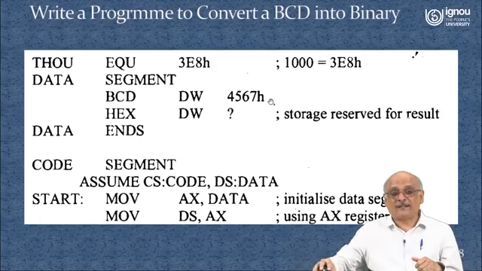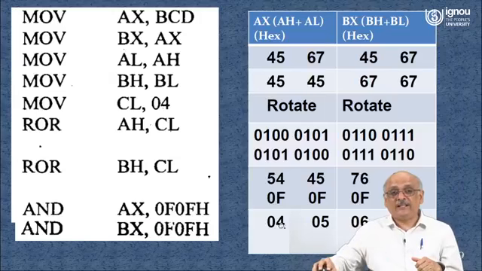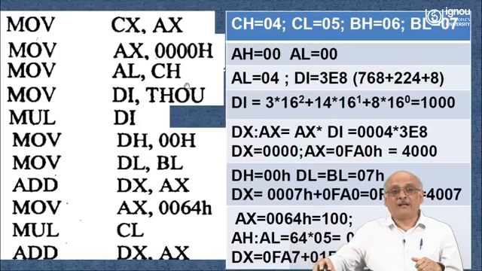So break this 4, 5, 6, 7 into different registers, each as unpacked BCD. Then with each unpacked BCD, you multiply the value, for example AL into DI into 1000. So we have multiplying DI. Now look into the multiplication instruction. It is explained here how it is done.